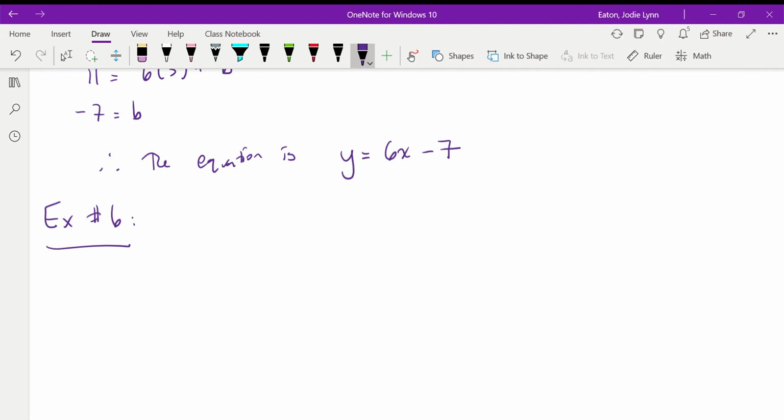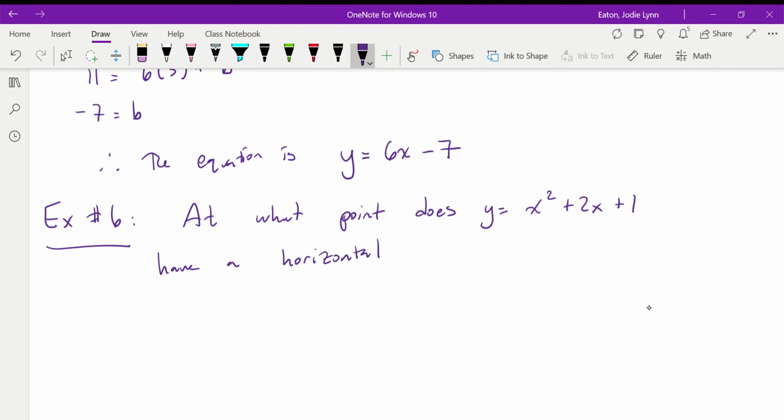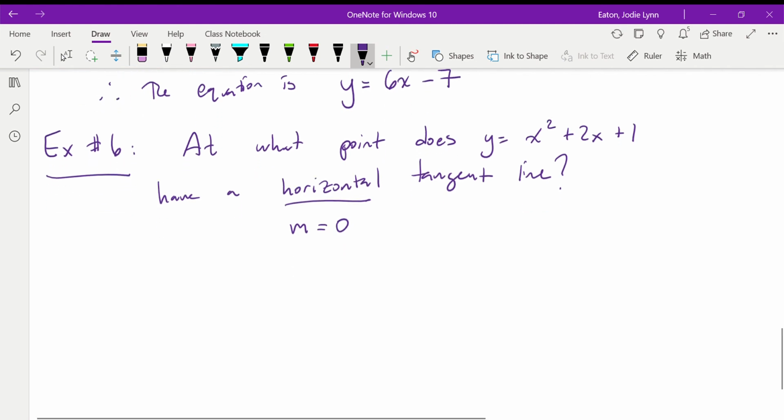Okay. So at what point does y equals x squared plus 2x plus 1 have a horizontal tangent line? Well, horizontal tangent line means that we have a slope equal to 0. We know that the slope at any point is given by the derivative of the function at that point. So we know that y prime, just to use a different notation, is equal to 2x plus 2.